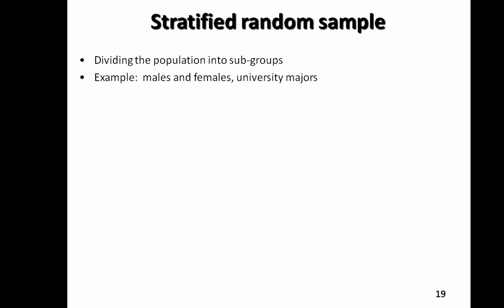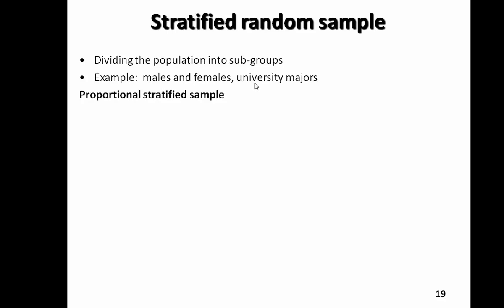The stratified random sample, as the term suggests, is a random sampling of individuals from a larger population that aligns with certain groups within that population. So the population is divided into subgroups, and some examples include males and females, or university majors.